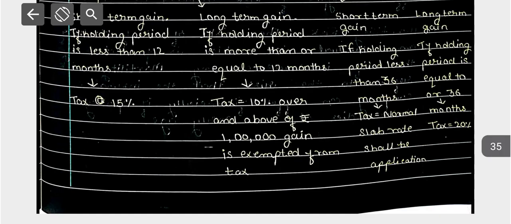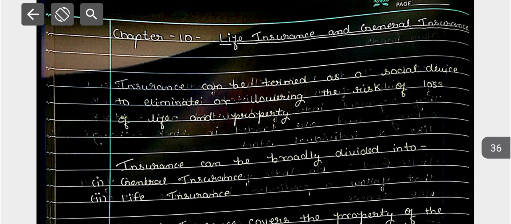Then comes your other fund, जो होता है आपका शॉर्ट टर्म गेन्स और लॉन्ग टर्म गेन्स होता है. If the holding period is less than 36 months, उसको हम बोलते हैं शॉर्ट टर्म गेन्स. और लॉन्ग टर्म गेन्स क्या होता है? More than 36 months period होता है उसका, हम मोटे में बोलेंगे.